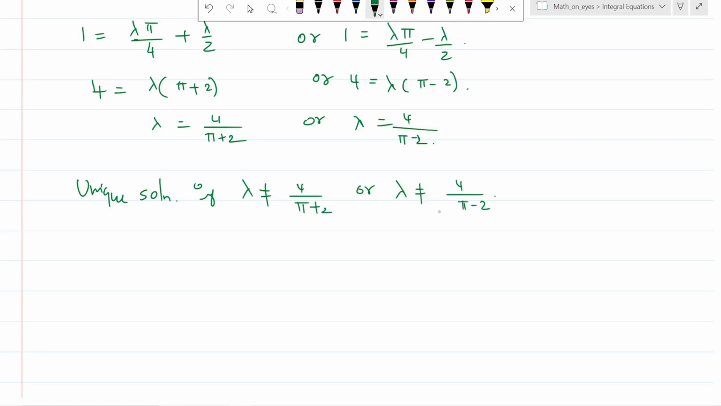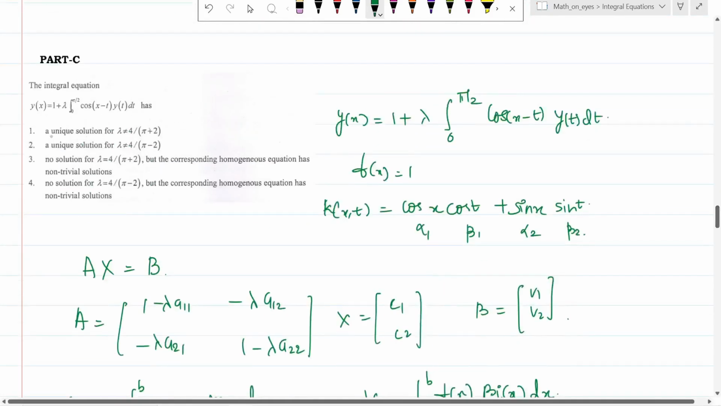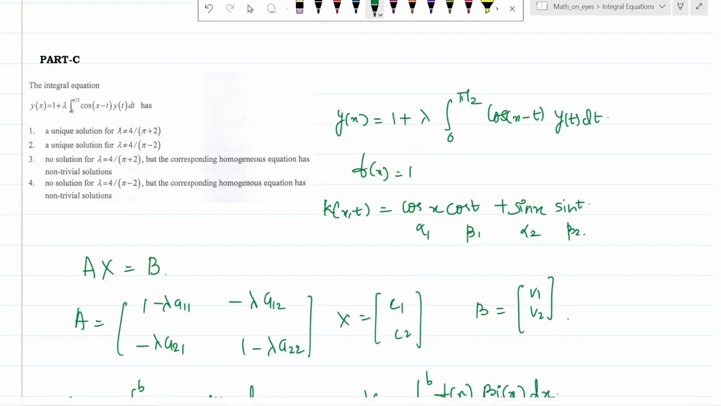Okay, in both the conditions, unique solution. If you see the first option, a unique solution for lambda not equal to 4 divided by (pi plus 2). So in this case, lambda is equal to 4 divided by (pi minus 2) means no unique solution. So this is wrong. And the second option, when lambda is equal to 4 divided by (pi plus 2) means we get a unique solution, right? So this option is also wrong.